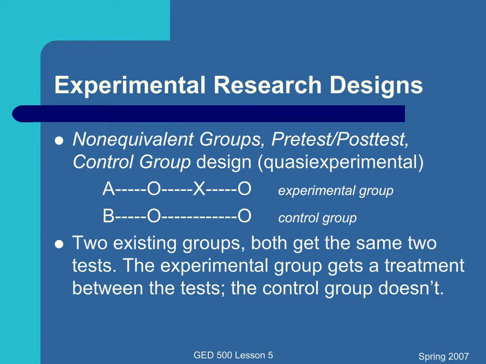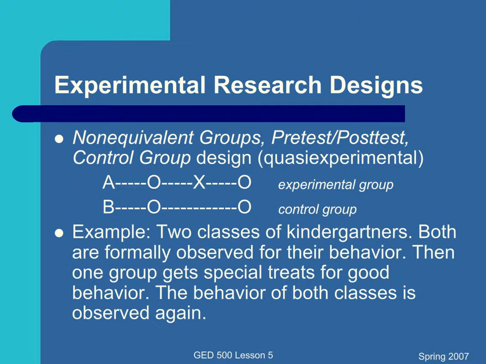So here you have group A that gets some sort of observation and then a treatment and then another observation. And then group B, which gets an observation, no treatment, and then another observation. So two groups both get the same two tests, but the experimental group gets some sort of support or intervention or treatment between the tests, while the control group does not. So let's look at an example of this.